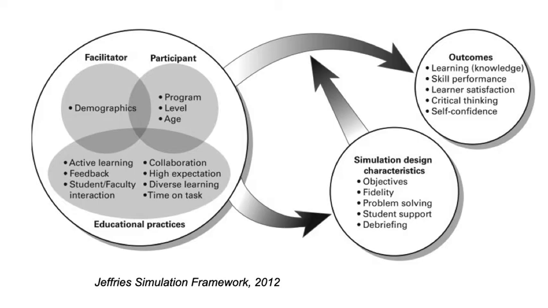Now you'll see the framework is comprised of three spheres. The first holds facilitator and participant characteristics along with educational practices in simulation. Facilitator characteristics are broadly defined as demographics, while participant characteristics include program, level, and age. These are the ones that have really been shown to have a correlation with outcomes in educational studies. I do want to point out there are several parts of this model that are helpful as we plan our evaluation or our assessment of educational practices and outcomes.